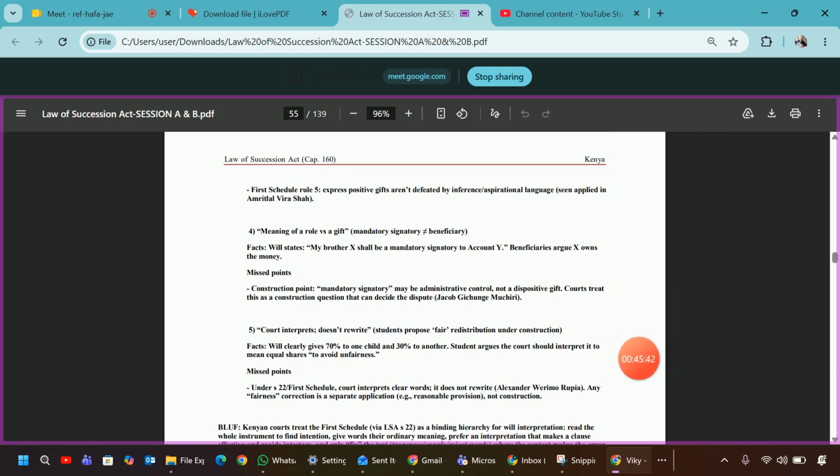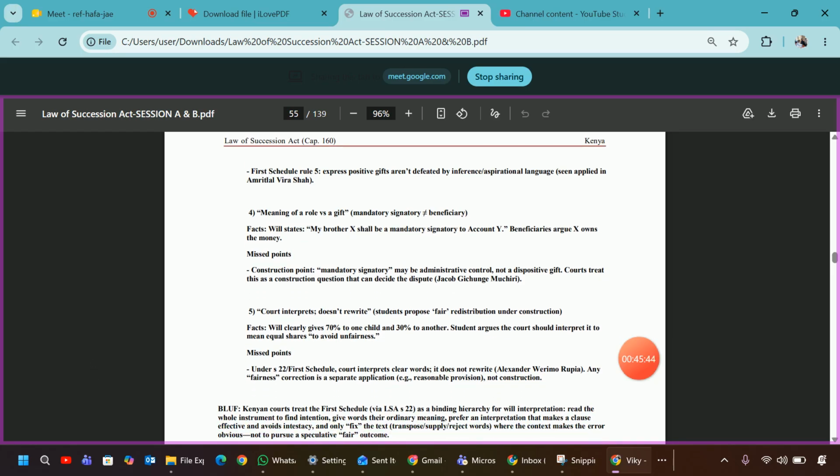Mandatory signatory is not always a beneficiary. For instance, I will state that my brother X shall be a mandatory signatory to account Y. Beneficiaries argue X owns the money. So missed points is that construction point. Mandatory signatory may be administrative control, not a dispositive gift. Courts treat this as a construction question that can decide the dispute.